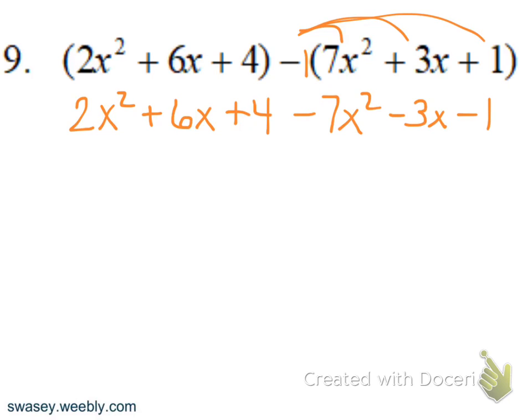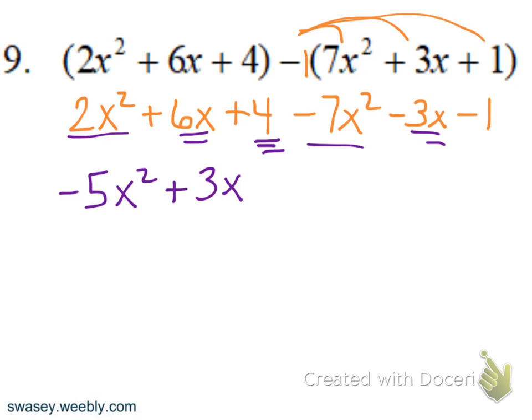Now we'll combine like terms. 2x squared plus negative 7x squared is negative 5x squared. 6x minus 3x is 3x. And then 4 minus 1 is 3.